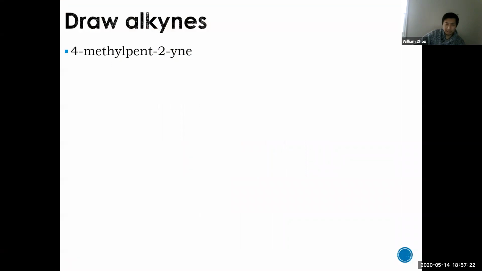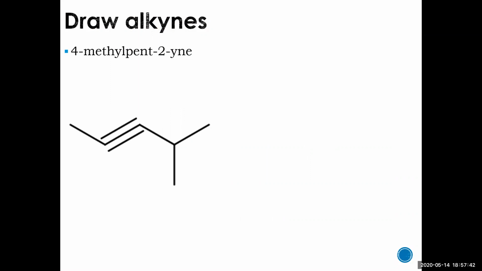All right, so you probably have something like this, right? Pent-2-yne, pent meaning 5. So you have 5 carbons in your longest chain. On carbon 4, you have a methyl. On carbon 2, you have a triple bond. This is the answer, isn't it? Isn't it supposed to be straight? Oh, yes. Thank you. Somebody didn't fall for it.